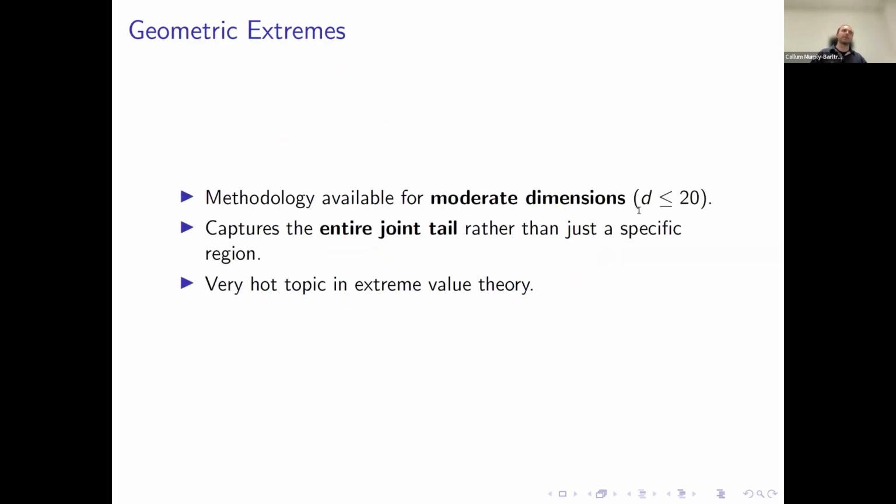So methodology, like I said, it's very new. Actually, I had to change this slide yesterday, because it was only available up to d = 10, and there've been new papers out this week, so there's now methodology out which goes up to 20-dimensional data. So it's improving very rapidly and changing very rapidly. It's a very exciting hot topic. It gives you a way of capturing the whole joint tail rather than just a particular region. So I think it's a nice approach for this kind of modeling.